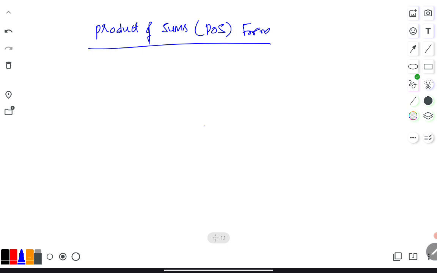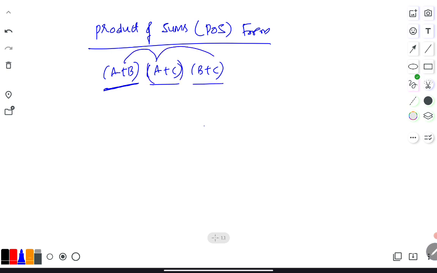Product of sums. Here I will take three variables: A plus B, next A plus C, or B plus C. These are the sums. What we are doing is multiplying these sums. This is product of sums.